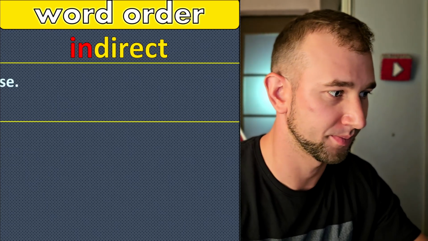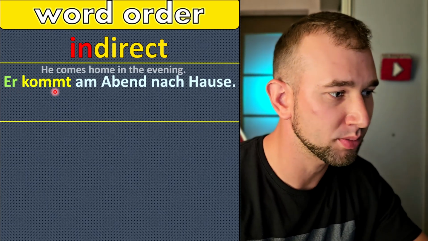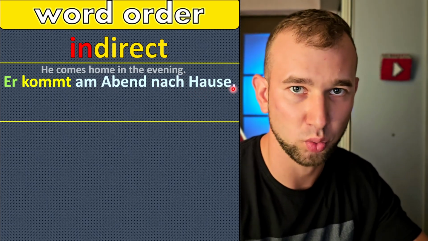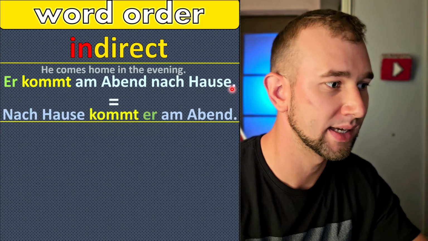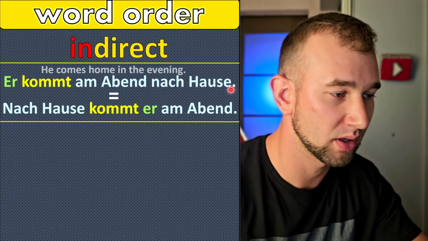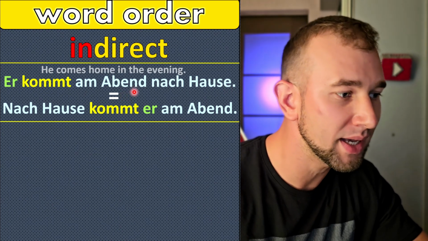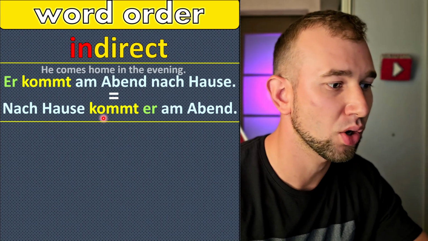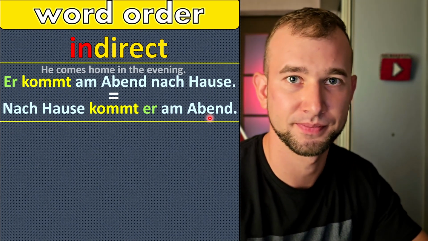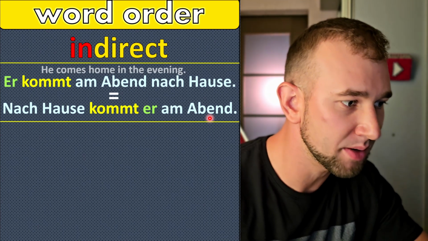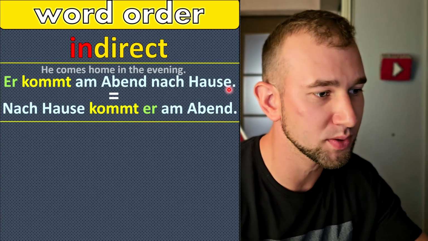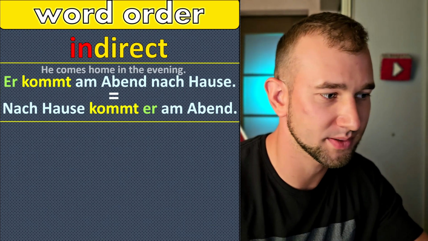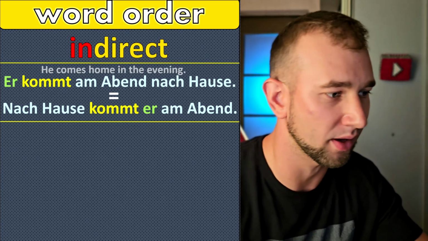Indirect word order. Just look. Er kommt am Abend nach Hause. He comes home in the evening. This is direct word order, and this is indirect word order. Interesting is that the meaning is the same. The meaning isn't changed. Nach Hause kommt er am Abend. So these sentences have similar meaning. Er kommt am Abend nach Hause and nach Hause kommt er am Abend. It's just different ways of saying the same thing.